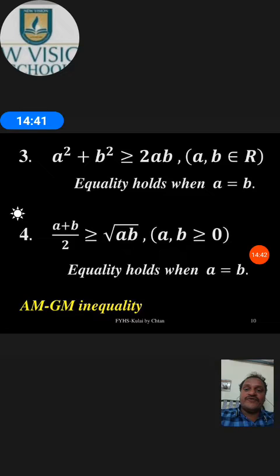Now, a very important inequality, the fourth one, we know that already: the AM-GM inequality. Arithmetic mean is always greater than or equal to the geometric mean. a plus b by 2 is greater than or equal to root ab, and a and b are positive numbers only. This is true. This we already discussed in our topic progressions, sequence and series. a plus b by 2 is greater than or equal to root ab. This is what we mean: arithmetic mean is always greater than or equal to the geometric mean.